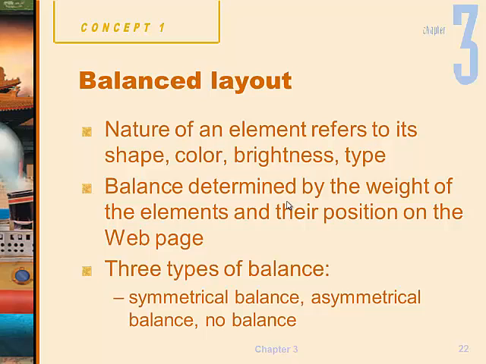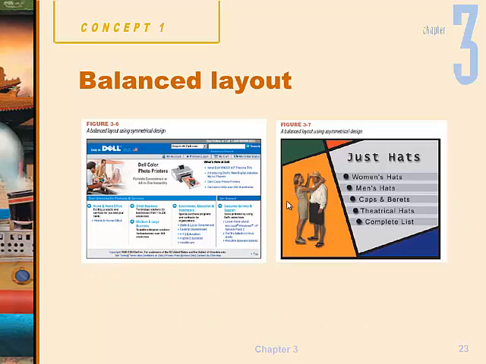Nature of an element refers to its shape, color, brightness, or type. Balance is determined by the weight of the elements and their position on the web page. You have three types of balance: symmetrical, asymmetrical, and none. So this here shows some balanced layouts. The one on the left shows a symmetrical design, and the one on the right shows asymmetrical.